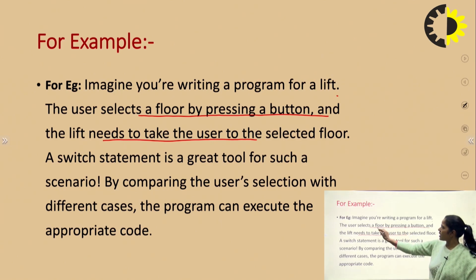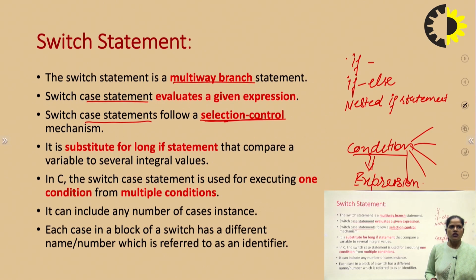Let's say we are pressing the button for the 4th floor. By comparing the user selection, I am selecting the 4th floor. The program will compare the input with the available options, and with the different cases, the program can execute the appropriate code whenever this particular selection matches an available option in the given program. So it will stop there. This is the concept of the switch statement. It provides the selection control mechanism.